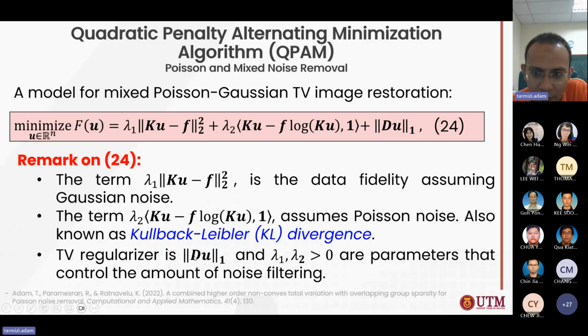And of course, this one is still the TV regularizer, and these are the parameters that control the amount of noise filtering. Lambda 1 controls the filtering of the Gaussian noise, and lambda 2 controls the filtering of the Poisson noise.